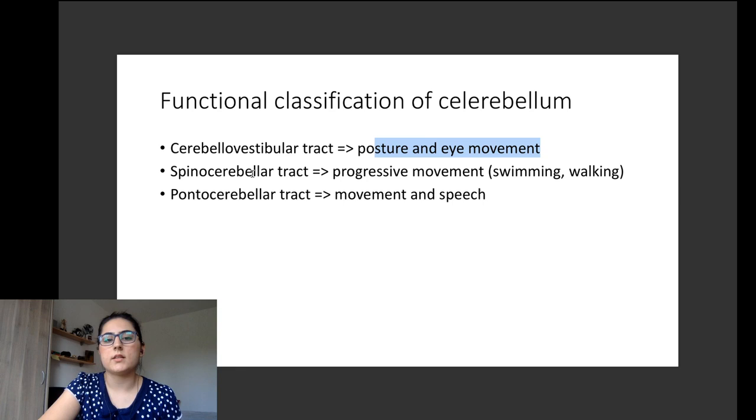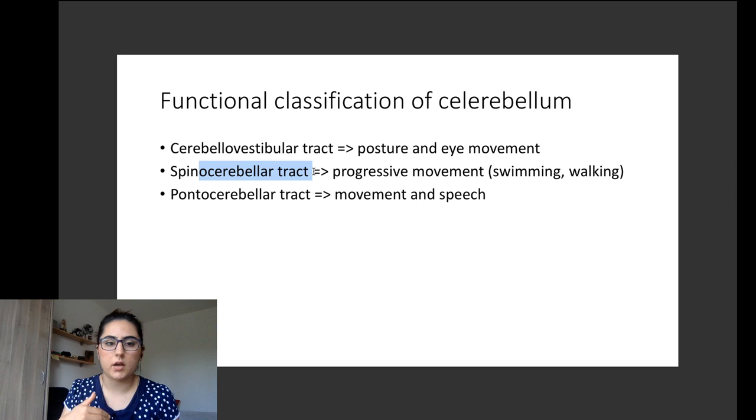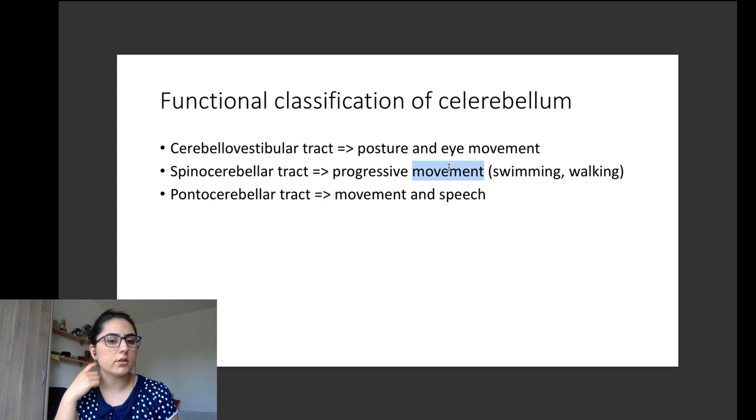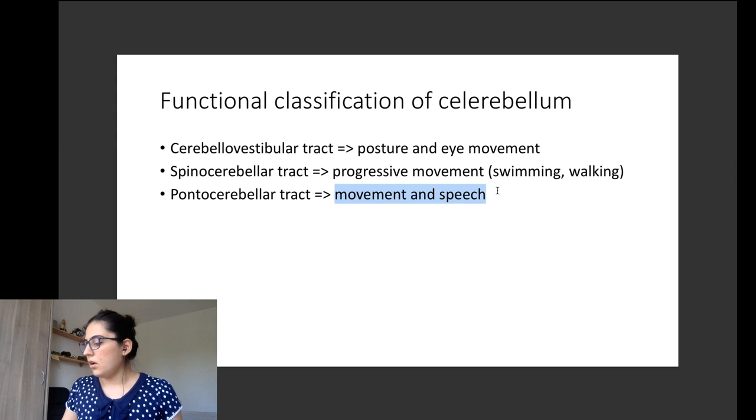In the exam, you just need to say this. Spinocerebellar tract, from the spine to the cerebellum. Movement, obviously. If my hands are moving, information is going to go to my cerebellum and vice versa. And the pontocerebellar tract, so movement and speech. I'm not really sure how much more detail they would require for the exam, but I would say that this would be the most important.